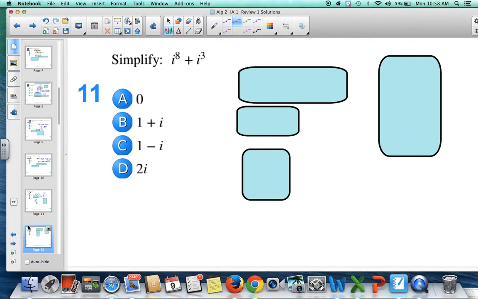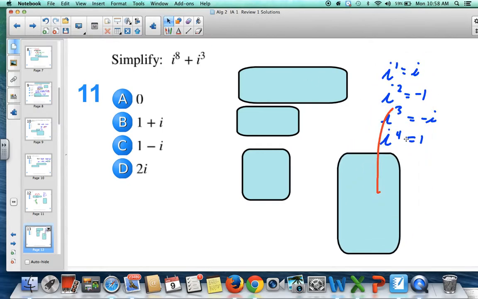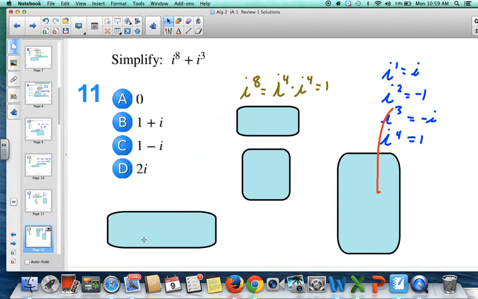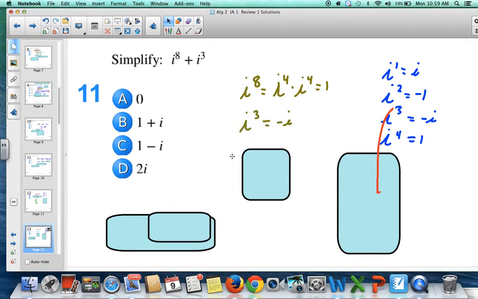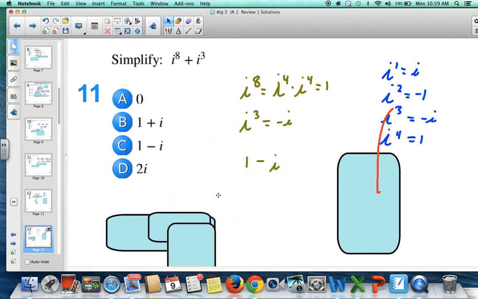This uses the same procedure, i to the 8th. We're going to have to use this thing over here again. Sorry about that. But i to the 8th becomes, since 4 goes into 8 evenly, just 1. Whether I write it like this or not doesn't really matter, that's what it's going to be. And then i to the 3rd is negative i. So that just becomes 1 plus negative i, or 1 minus i.